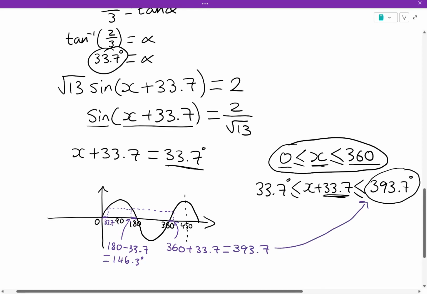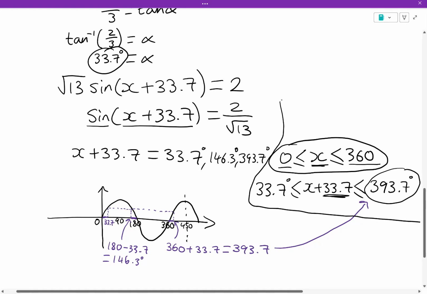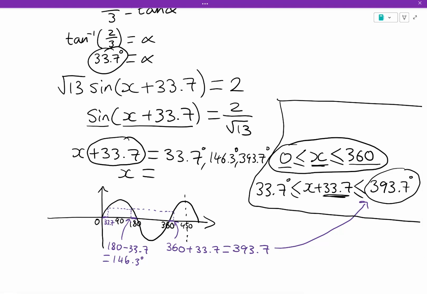Okay, so I need to use those angles. So what I'm going to do is go back to here, and next to the 33.7, I'm going to write 146.3 degrees and 393.7 degrees, like that. Those are going to be used to help find my final solutions for x, which I'm going to obtain by subtracting 33.7.